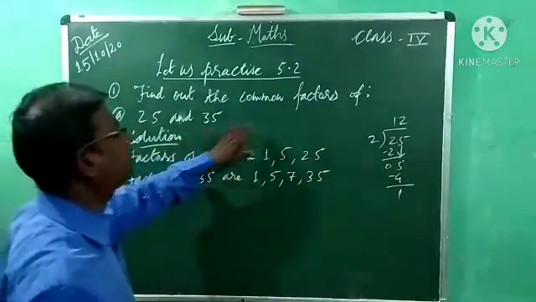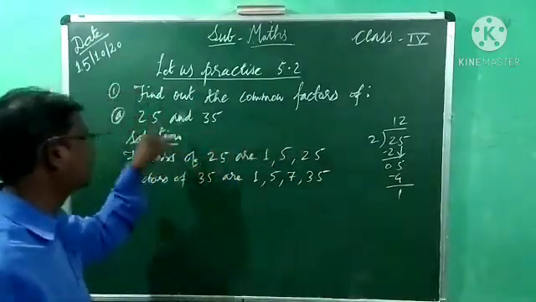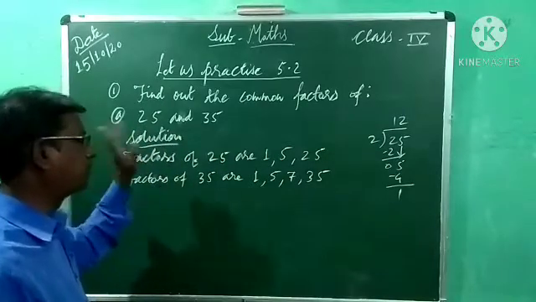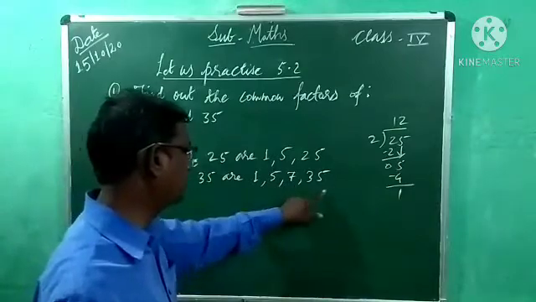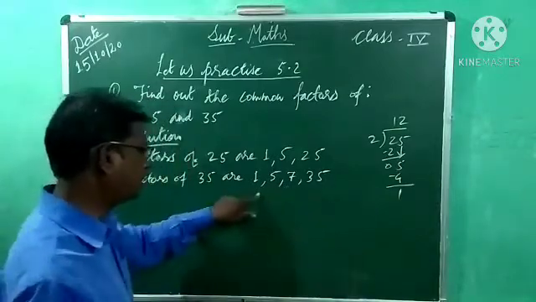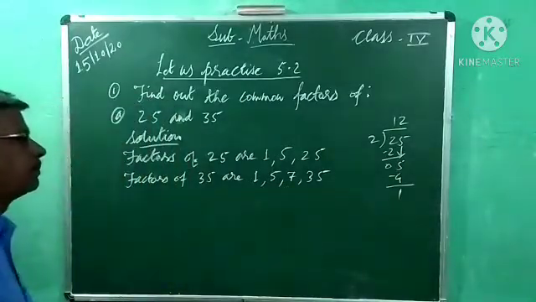So for 25, how many factors did we get? 3 factors. So that's why 25 is a composite number. In the same way, the factors of 35 are 1, 5, 7 and 35, total 4. So 35 also is a composite number.